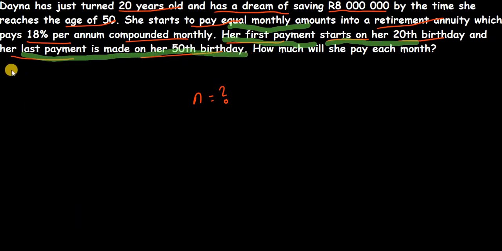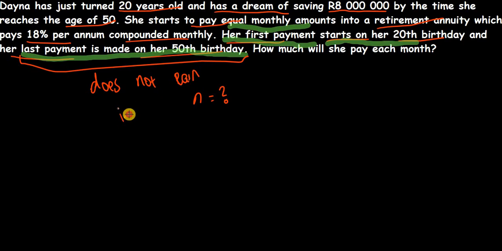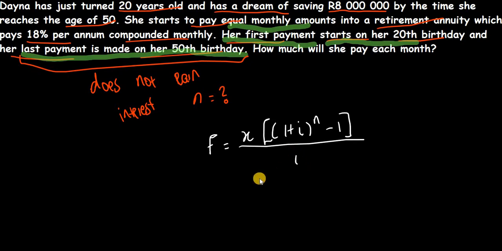Now, because the last payment is made on her 50th birthday, we know that last payment does not earn interest. It does not earn what? Interest, which is very much needed for our formula to work, for our future value formula to work. Ne? The last payment must have not earned interest, and indeed it didn't earn interest, because immediately she's turning 50, that's when she also makes her last payment. So we want to know the balance then after she does that.